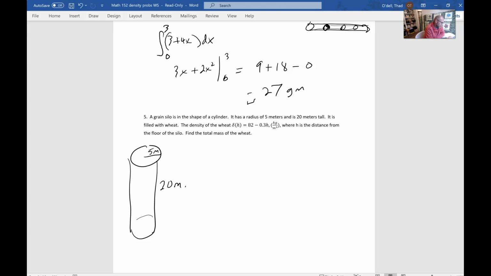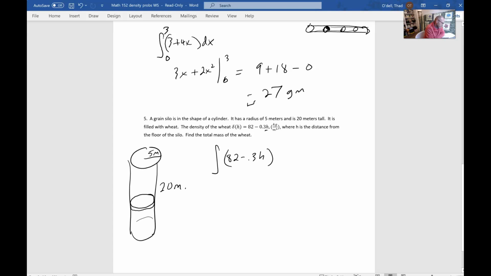So again, we're looking for strips that are roughly the same density, and the density is based on the height, which would be the depth, how far from the bottom. So that means we're going to have this little circular thing, right? So we'd say that that little disk has roughly the same density. So our integral is going to be the density function times the volume of one of these little disks.